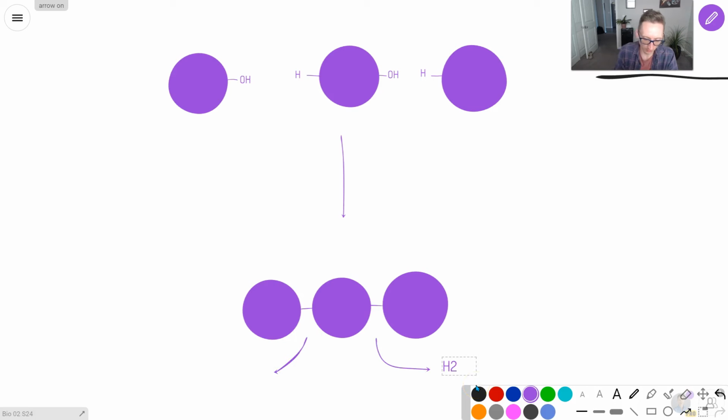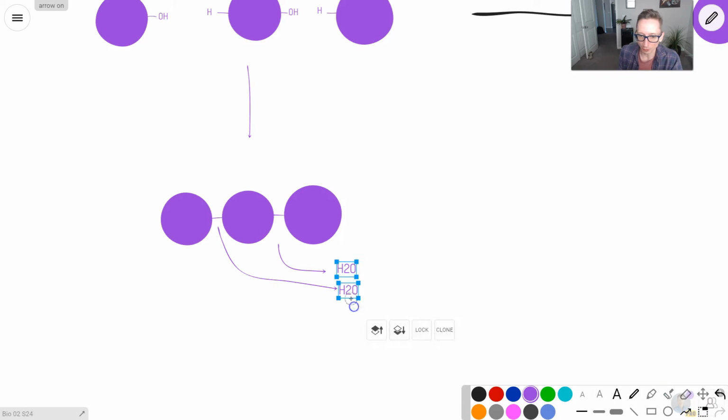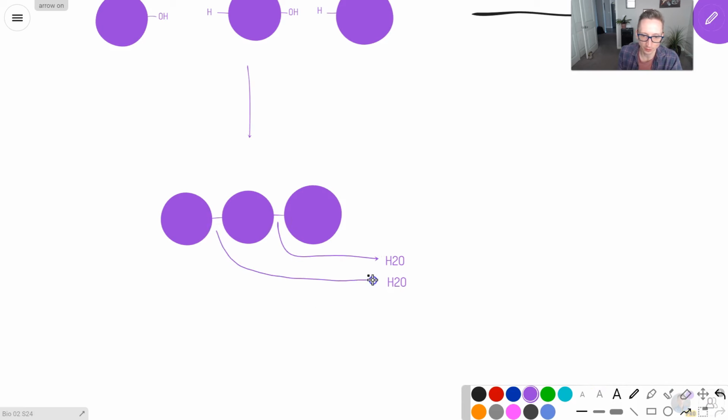So we've lost H2O. So 2 hydrogens and an oxygen. We've lost H2O. So we have dehydrated this molecule. We have lost the water. Maybe I'll actually draw them both kind of coming over onto this side over here. So we've lost our water. So this is called a dehydration reaction. Dehydration, because we've lost this water.